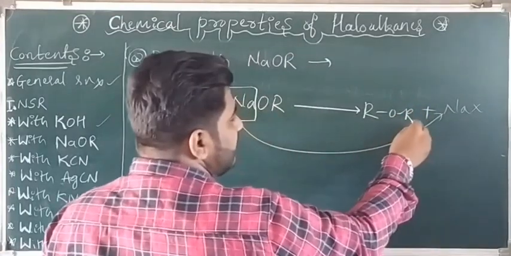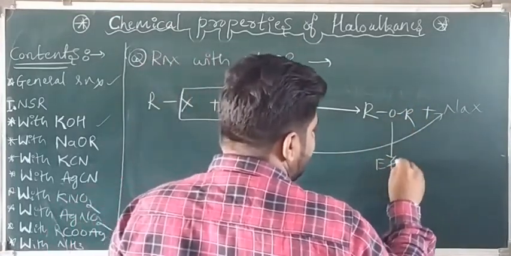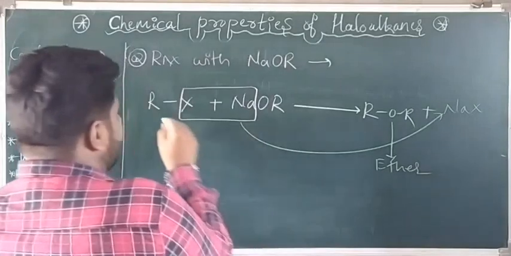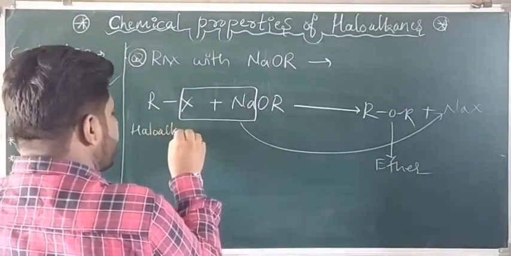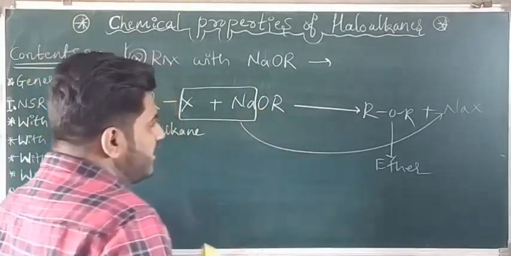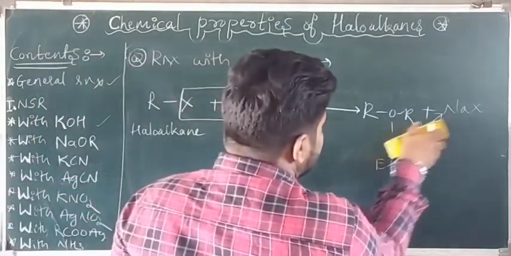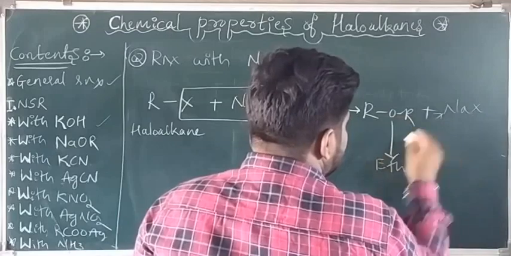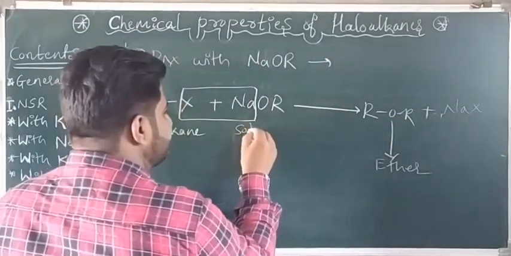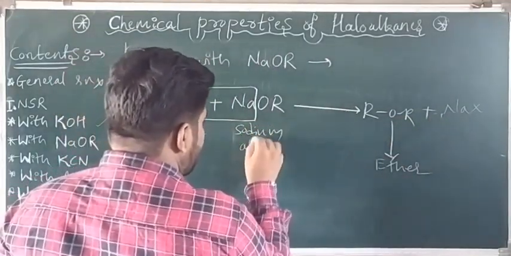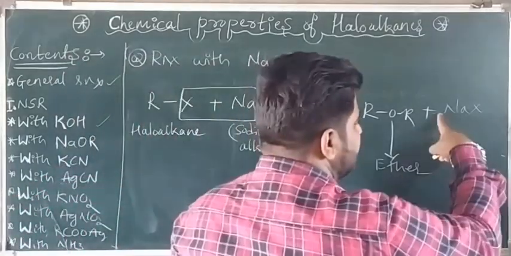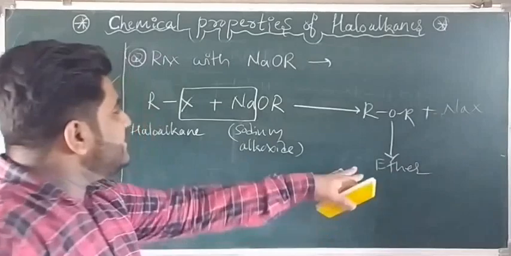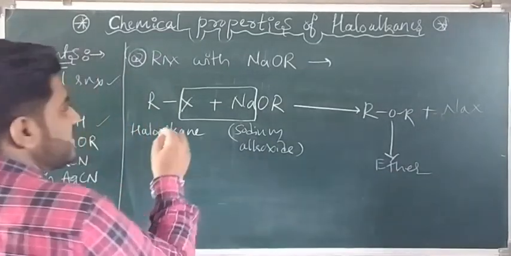ROR is nothing but an ether. General formula for ether. So when haloalkane reacts with sodium alkoxide, ether is formed, and this is sodium halide. This reaction is also called Williamson ether synthesis.